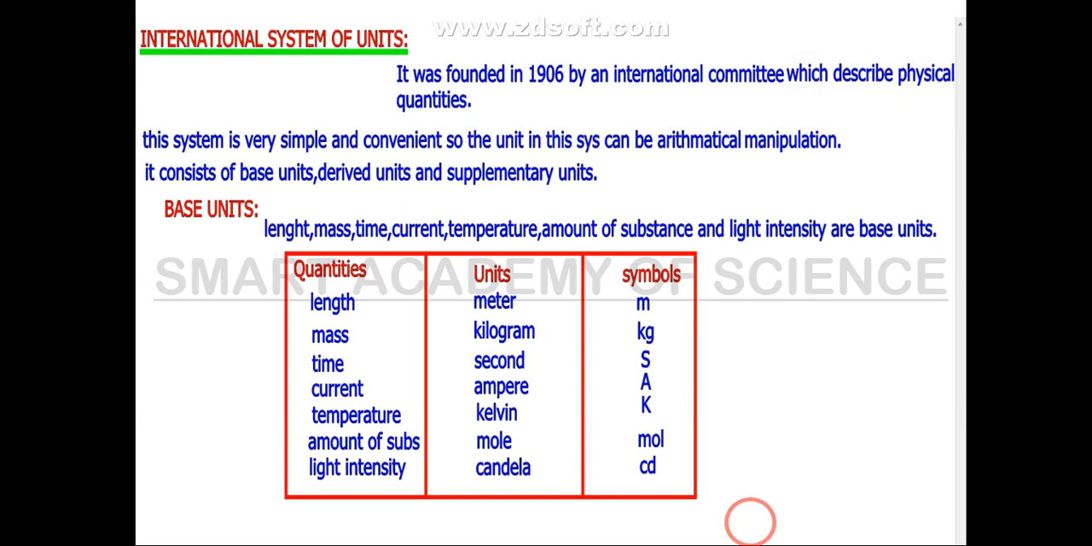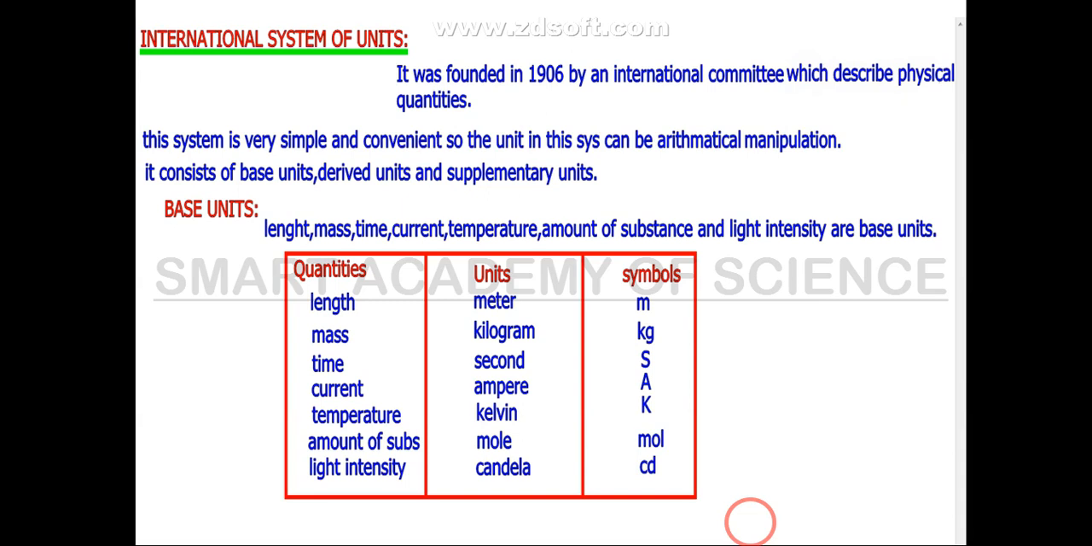Mass, we measure it in unit kilogram and the symbol is kg. Time, its unit is second and its symbol is capital S. Current, its unit is ampere and symbol which is given to it is capital A. Temperature, we measure it in Kelvin and its symbol is capital K.